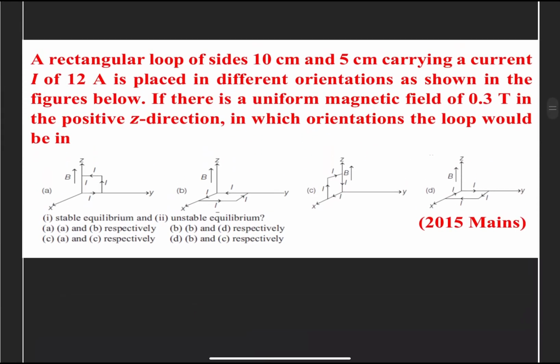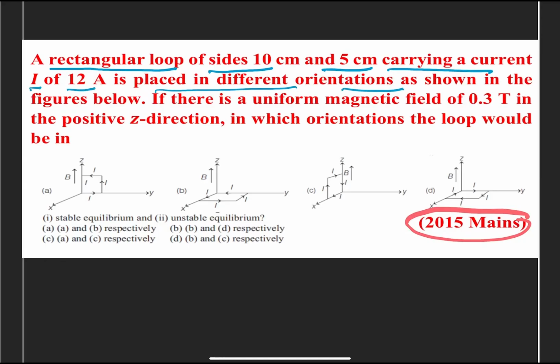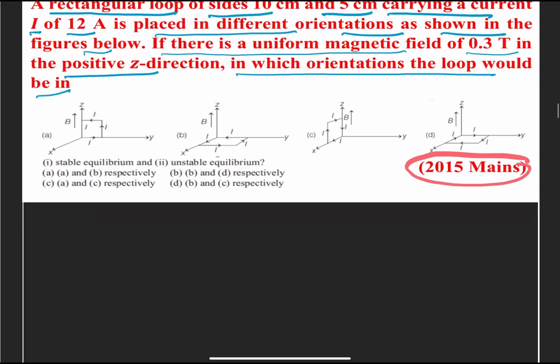Now we come to the next question. This question was also asked in the 2015 mains, and it is stating that a rectangular loop of side 10 cm and 5 cm carrying a current I of 12 ampere is placed in a different orientation as shown in the figure below. If there is a uniform magnetic field of 0.3 Tesla in the positive z direction, in which orientation the loop will be in, we would find out the stable equilibrium as well as unstable equilibrium.